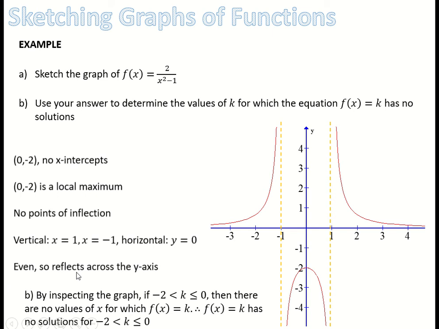Right, so the second part: using our answer to determine the values of k for which the equation f(x) equals k has no solutions. You can see from the graph that if k is between -2 and 0, so for the y values between -2 and 0, there are no values of x for which f(x) equals k. Therefore, f(x) equals k has no solutions for k between -2 and 0.